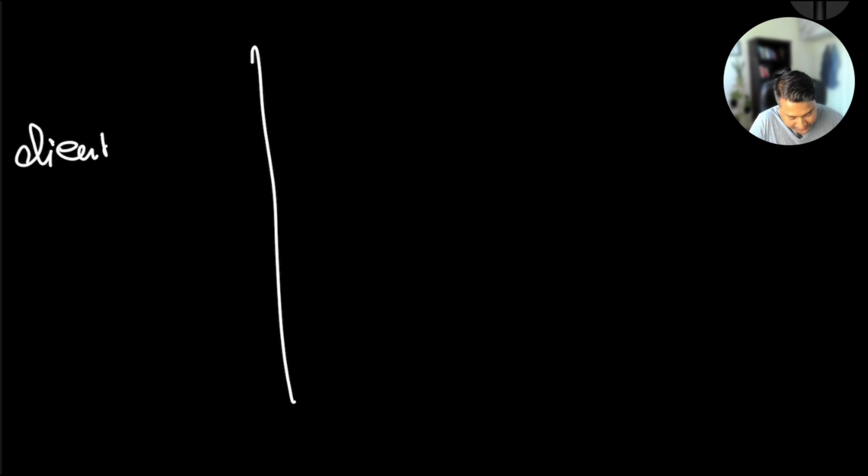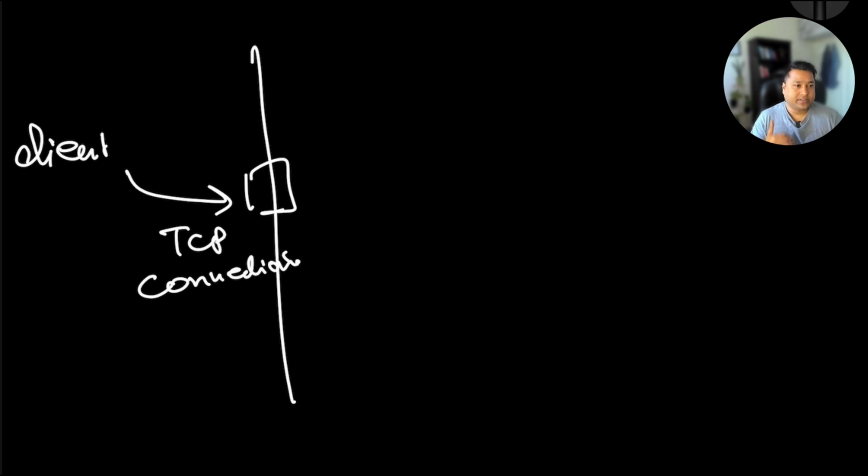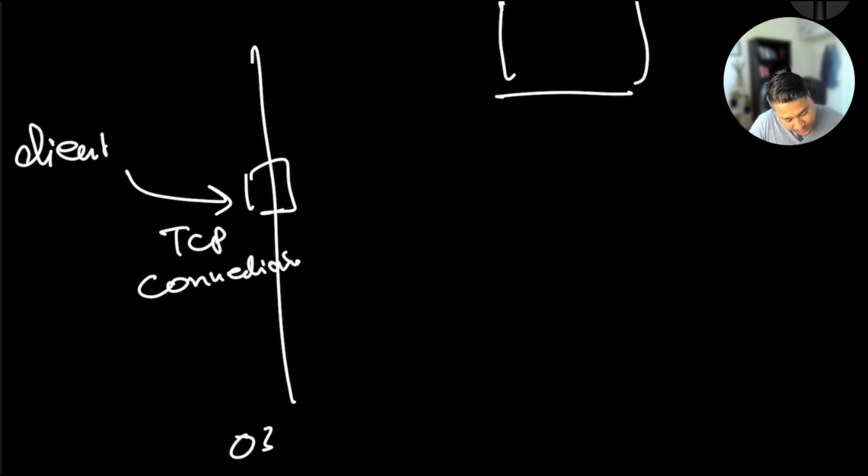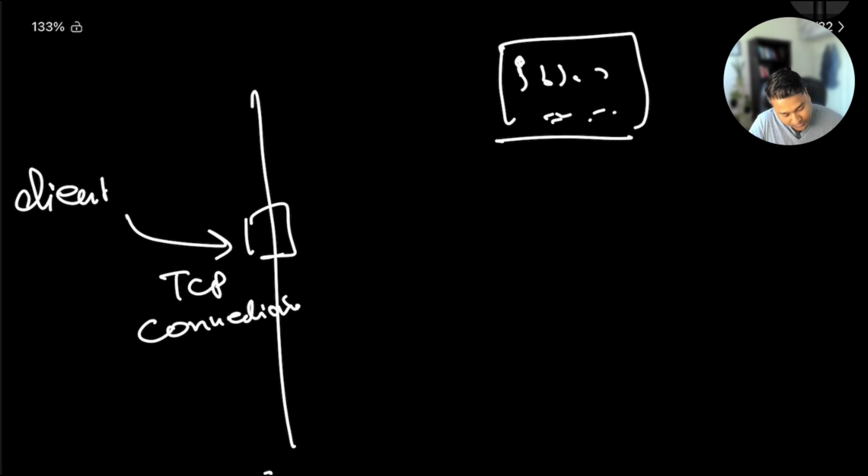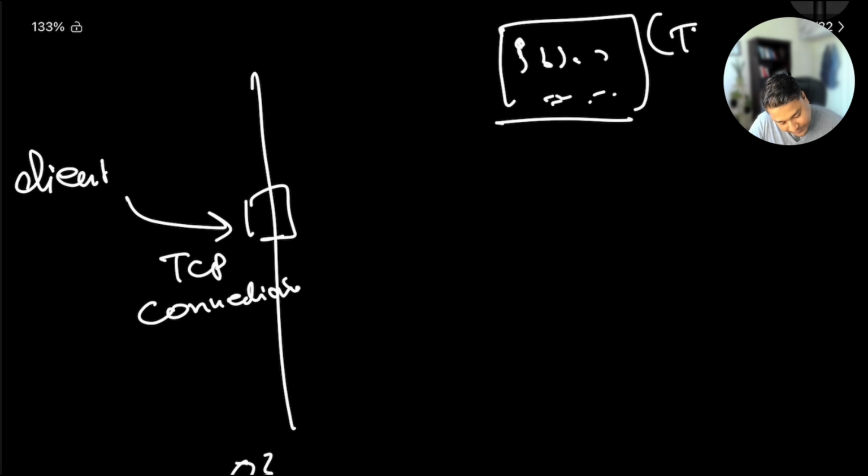All right, so we have your client here. Now let's say this client is sending all the TCP connections here. So this is the TCP connection it's creating with the operating system. Now from your thread pool, here you have many threads. So this is nothing but your thread pool.